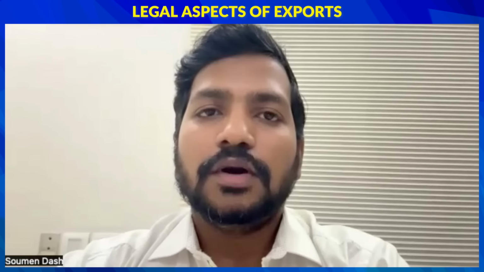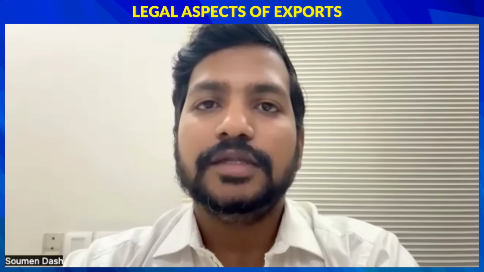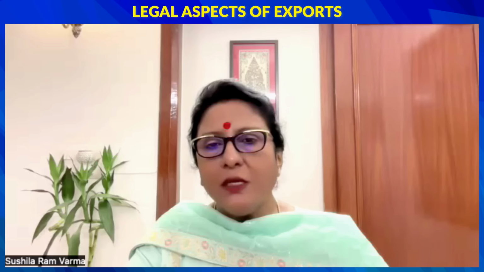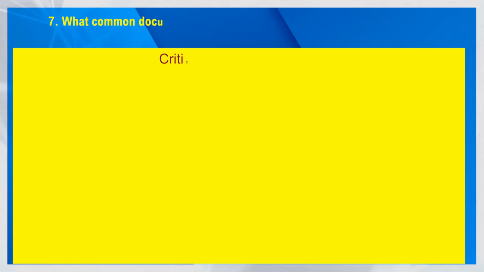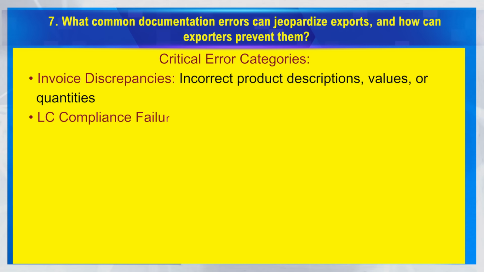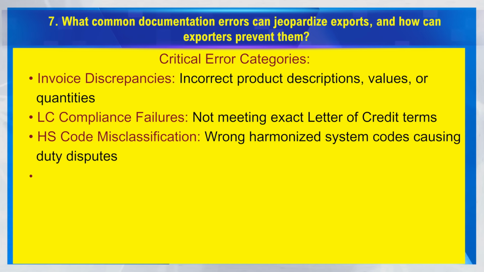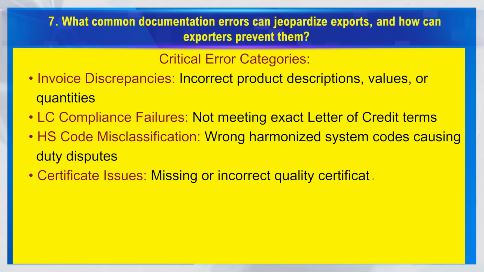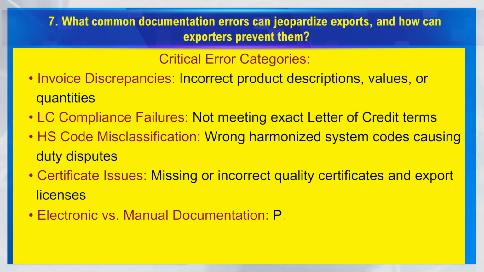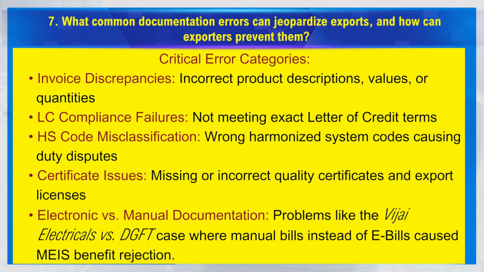Ma'am, according to you, what are some common documentation errors that can jeopardize export and how can exporters prevent them? Now, I would say invoice discrepancies is one of the biggest things. Incorrect documentation, incorrect description, incorrect valuation, that gets you into problem. HS code, which is used as a form of classification. If you have the wrong classification, again, you're in trouble with the customs. Then you have certificate issues, that is missing or incorrect quality certificates or export licenses.